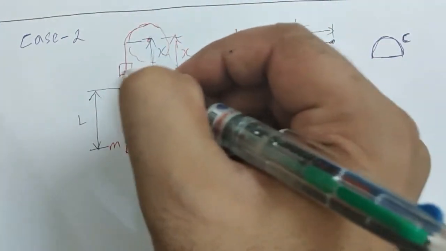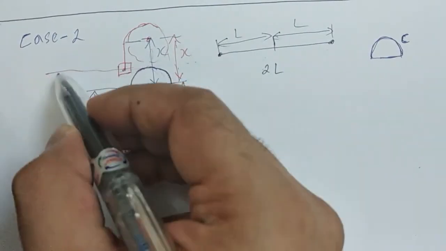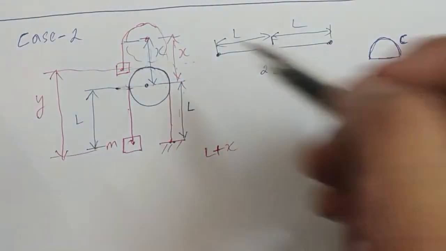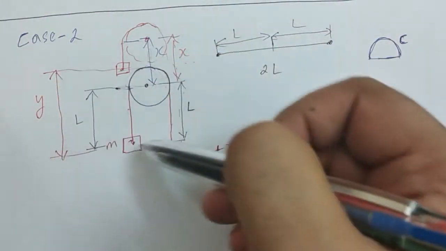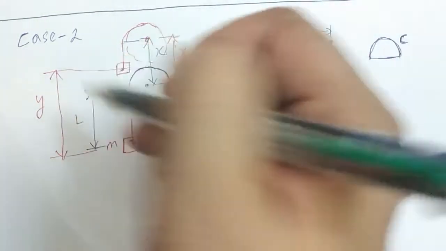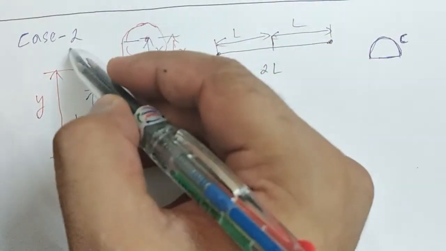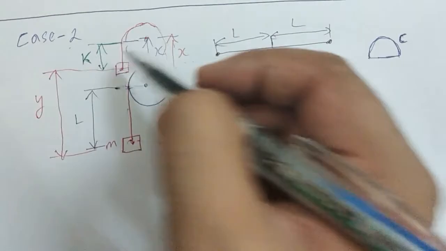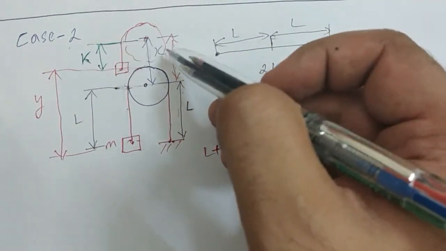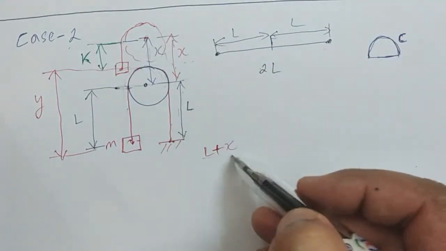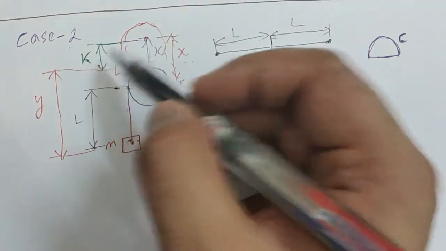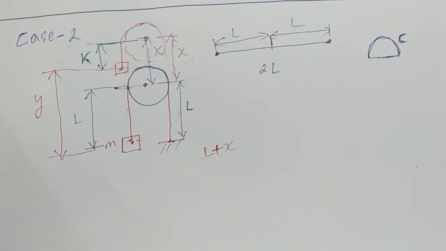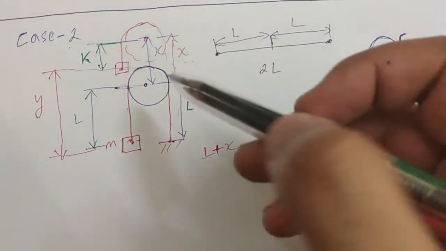And let at the other end the block has reached to this point, such that this height is y. Block has reached to this height such that this length is y, and the left out length, let it be k. We don't know this length yet. We know that this side is L plus x and this side is k. So in order to determine the value of k, you need to use a simple concept.